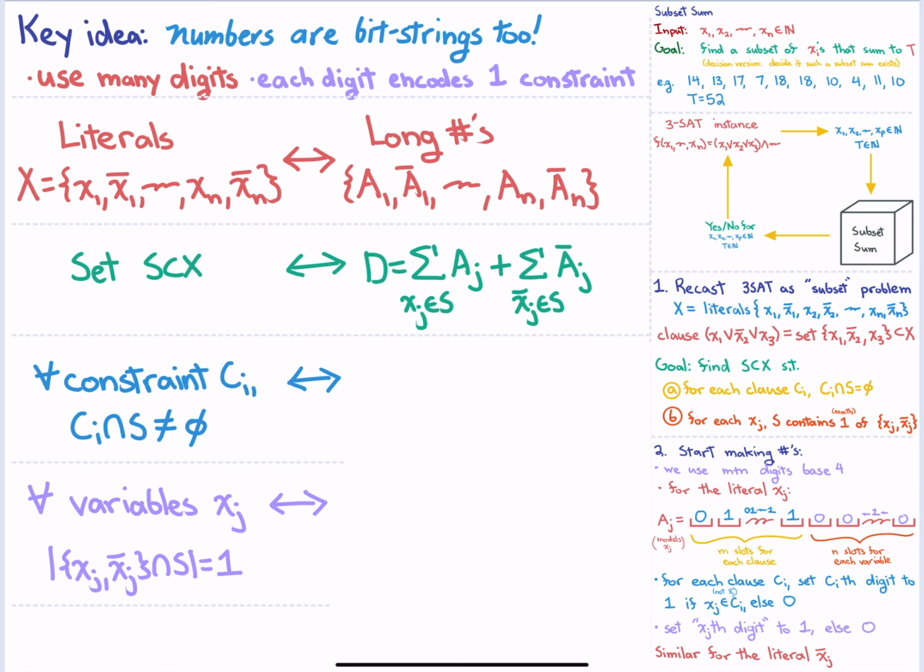Okay. All right, so now what I want to do is, so we had these two rules in the set version of 3SAT. One rule was that for every constraint i, it needs to have some non-empty overlap with S. And the other rule was that for every variable j, S should only contain exactly one of those literals, right? So now I want to try to interpret that in terms of D. How would I interpret this rule that Ci intersect S is non-empty?